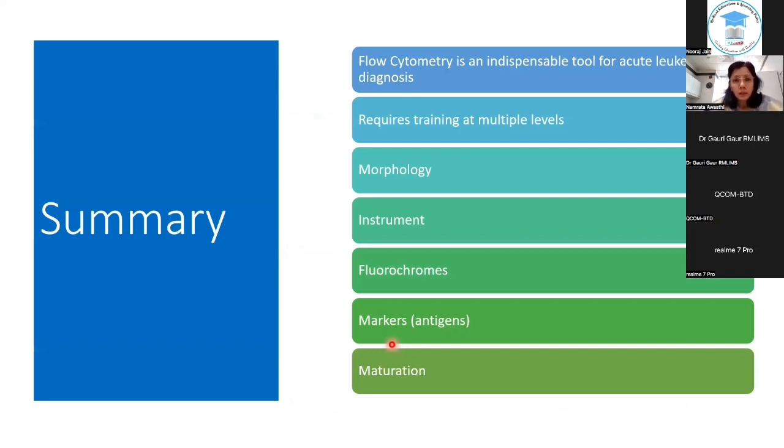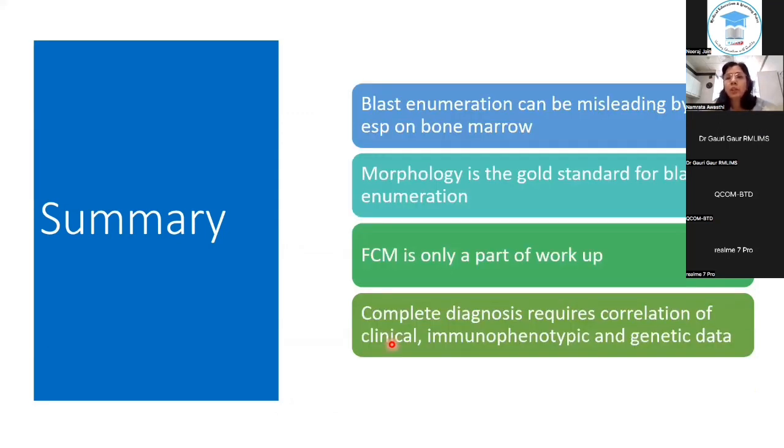And this brings us to the end of my talk. To summarize, flow cytometry is an indispensable tool for acute leukemia diagnosis. It requires training at multiple levels: morphology, know your instrument, know your fluorochromes, know the markers and their maturation patterns. Blast enumeration can be misleading by flow, especially on bone marrow, and therefore morphology is the gold standard for blast enumeration. Flow cytometry is only a part of the workup, remember that, and complete diagnosis requires correlation of clinical, immunophenotypic, and genetic data.